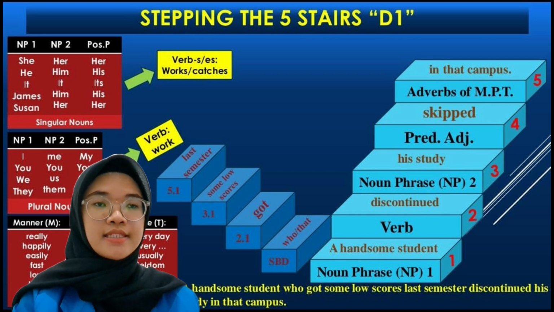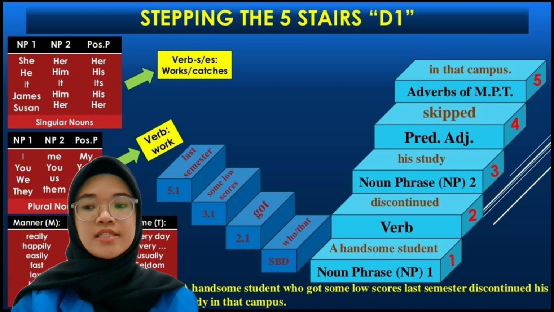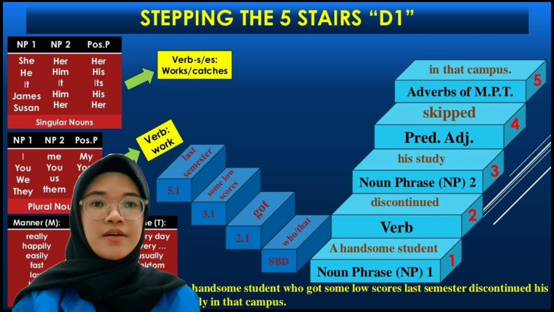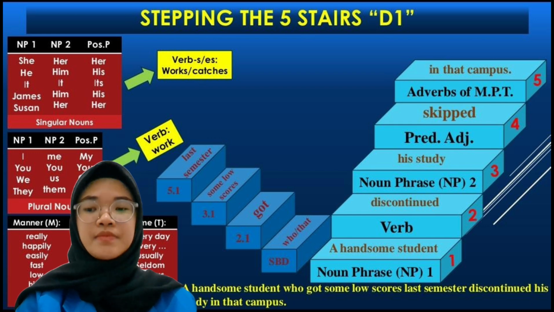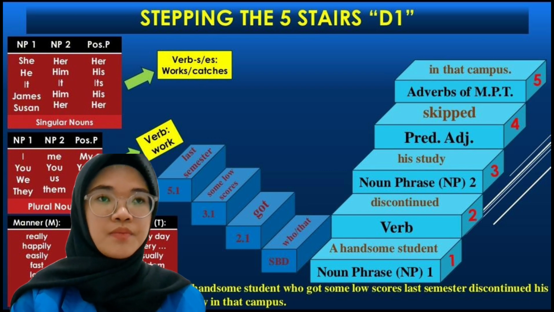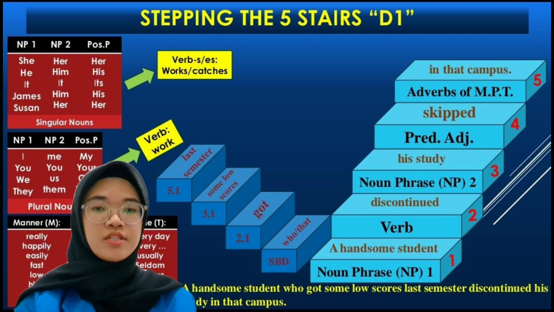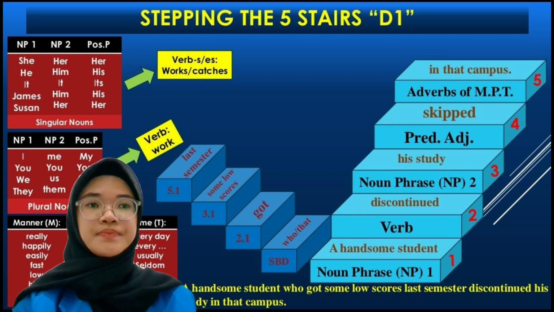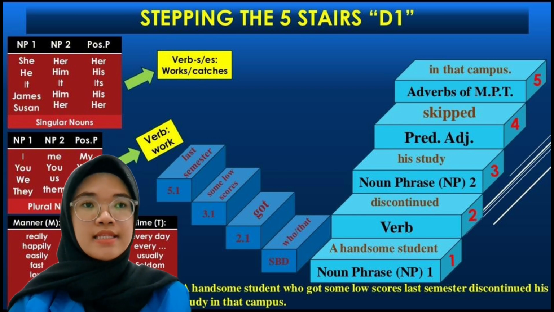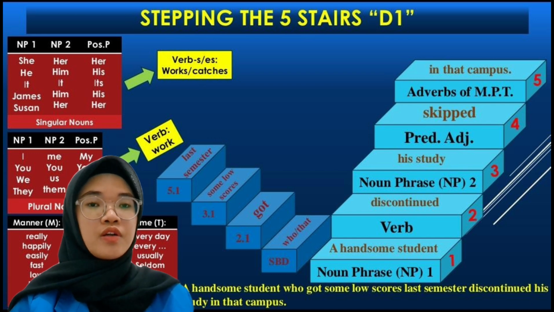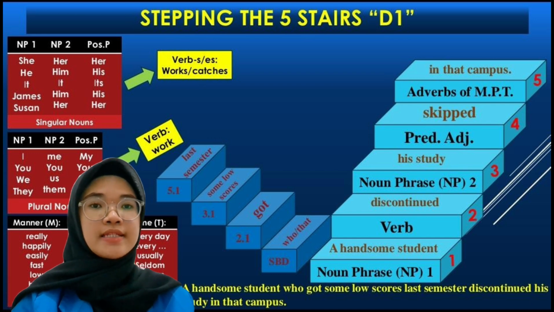And for the next, we can look at the word got. This is for stairs 2. This is a verb for the dependent stairs. Why do we put that? Because got is the verb. And the next, we can put some low scores, because some low scores is NP2 for the dependent stairs. We can put some low scores in the noun phrase for stairs 3 in the dependent stairs.